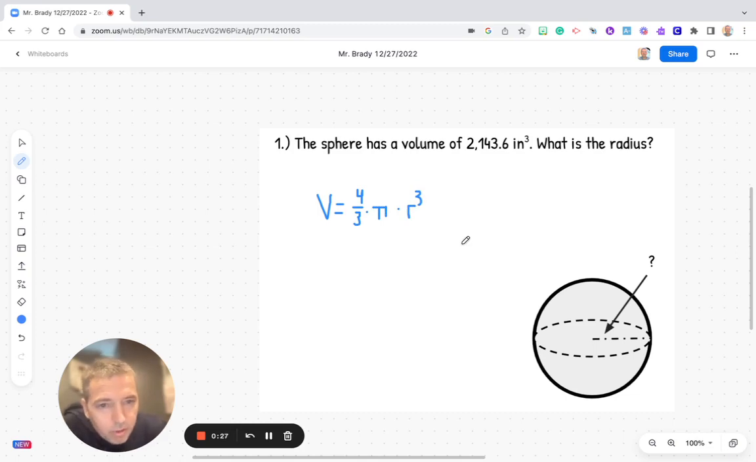So once I write the formula, I'm going to plug in what I know. So let's change the color here. So this time, again, I know the answer. So that's going in for V, right? So 2,143.6 equals 4/3 is going to stay 4/3, right? Pi, we're going to approximate it to 3.14. And I don't know the radius still, right? So I'm going to leave it as r cubed.